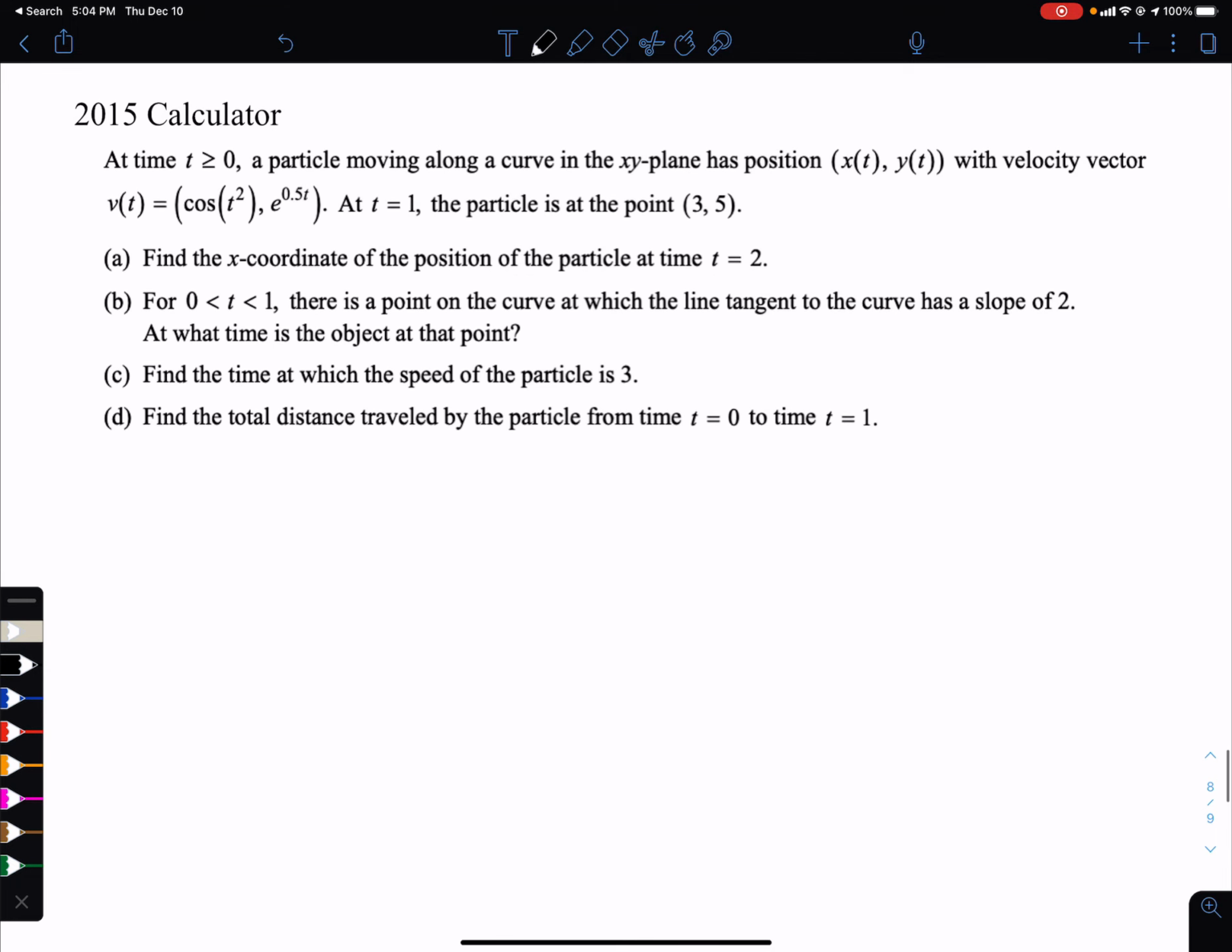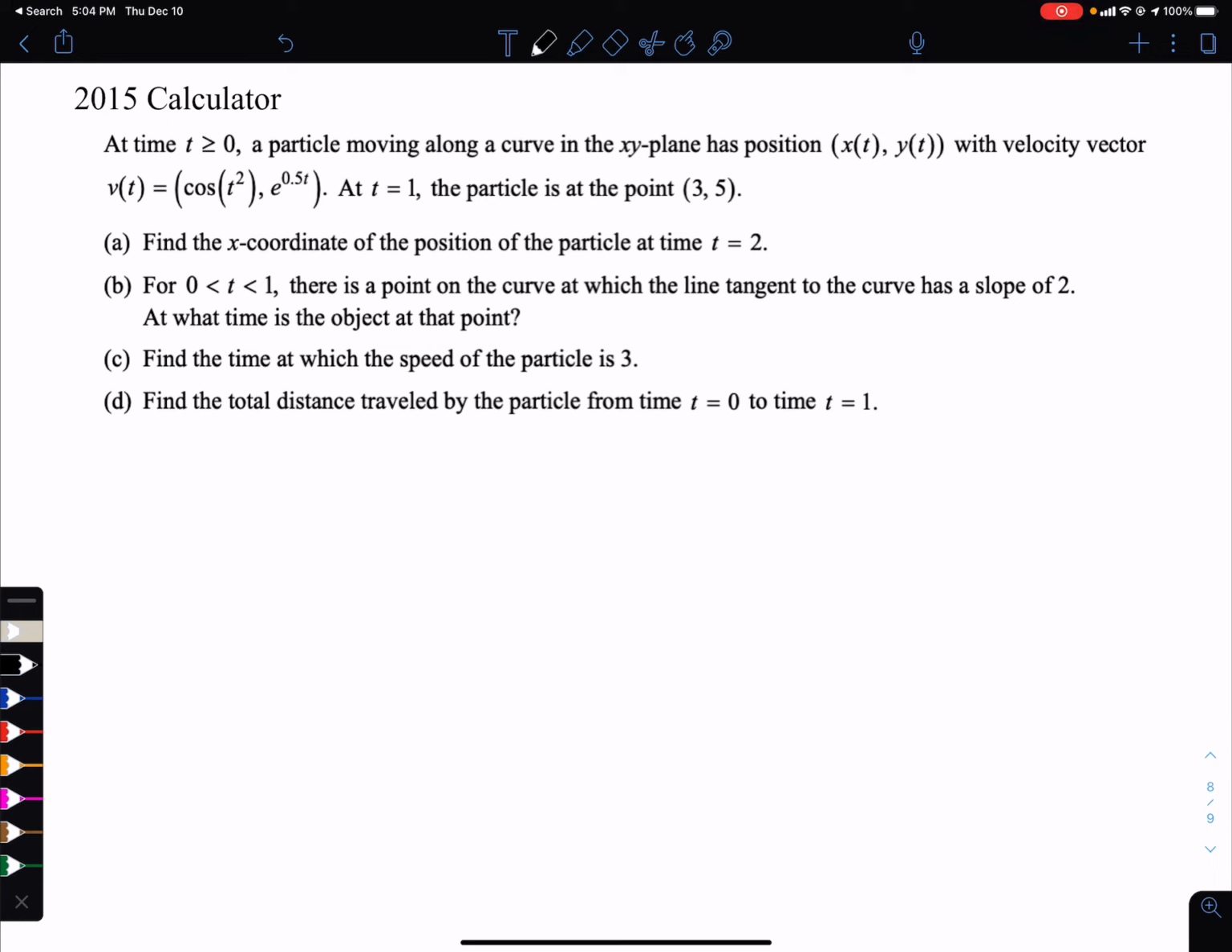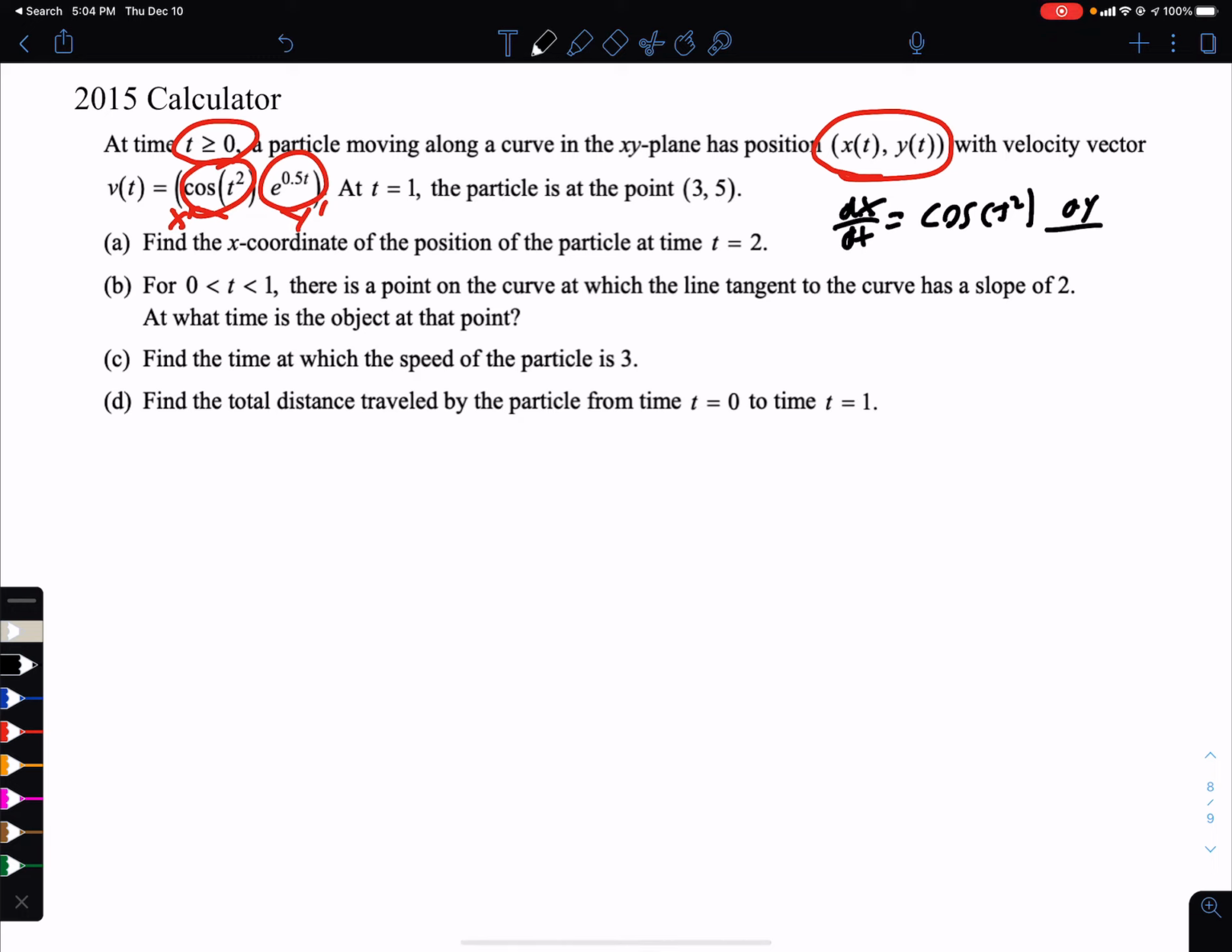Let's just keep going. 2015. At time t greater than 0, so again, we're given a time starts at 0, gets bigger. And here's the position x and y. And here's the velocity vector. That's my x prime, and this is my y prime. So I can conclude dx dt is cosine of t squared, and dy dt is e to the 0.5 t. So that's all the things I get.